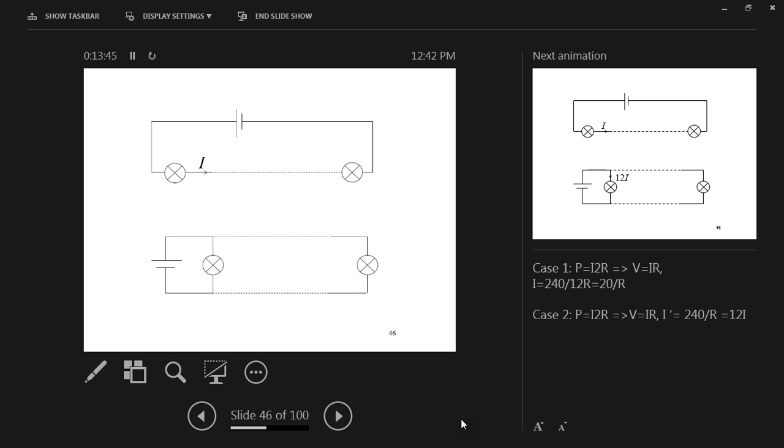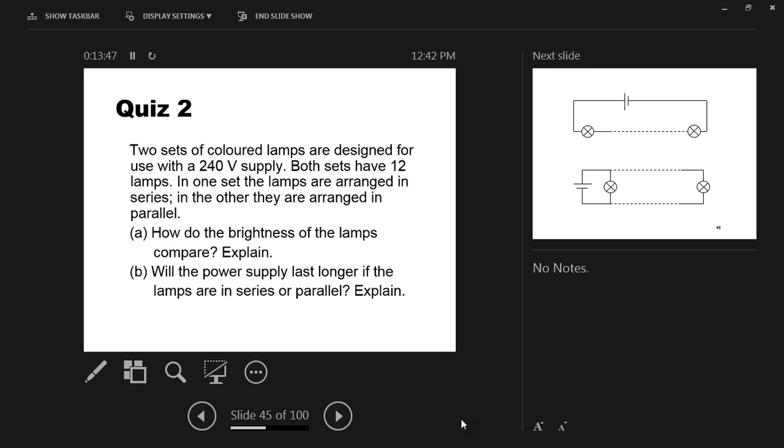So how to answer the next question now? Will the power supply last longer if the lamps are in series or parallel? They will definitely last longer in series, because each lamp is less bright. So when you connect them in series, they will dissipate energy at a slower rate. You can't run away from the conservation of energy. If your same battery is going to make the bulb brighter, it will definitely last shorter.